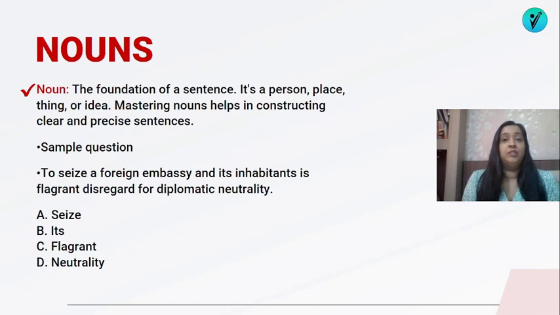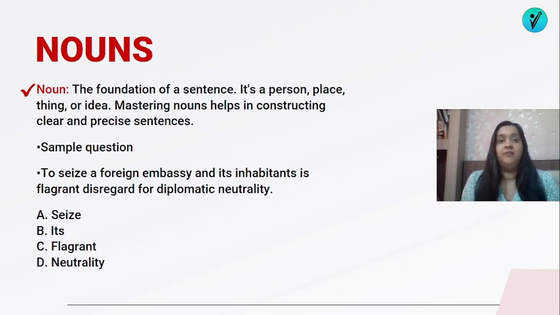And what is important for CUET is that sometimes a sentence is given, and four words from it are given, from which you have to pick which one is exactly a noun. So for example, I have a sample question for you over here, which reads: to seize a foreign embassy and its inhabitants is flagrant disregard for diplomatic neutrality.